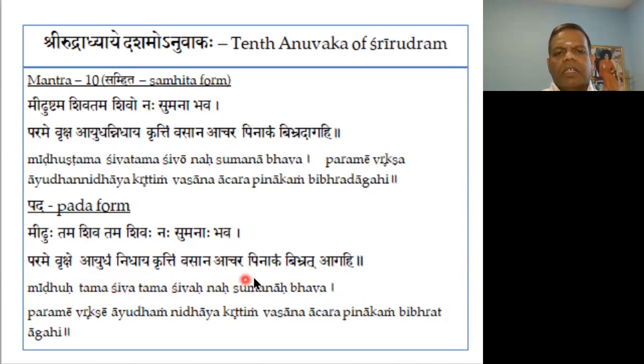Kritim vasana acharapinakam. The last word is again a Sandhi. Bibhrat agahi are the two words. The first letter in the ta varga becomes the third letter because of Sandhi. That's how t becomes d, and then it joins the a to become da. Bibhrat plus agahi becomes Bibhradagahi. So that's the separation of words. We will look at the meanings.